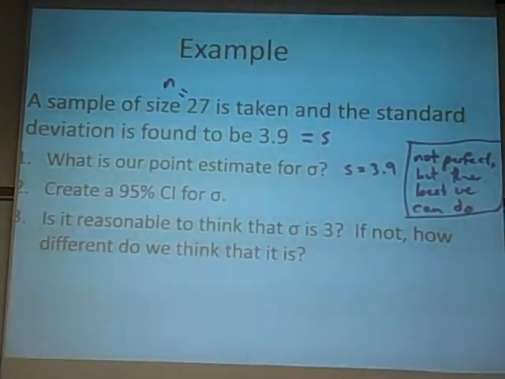What I wrote there, I know my handwriting is horrible, says it's not perfect, but it's the best we can do. When I ask for a point estimate for sigma, just give me s, even though we know it's maybe a little bit biased and maybe not the best one out there. Maybe we could do better, I don't know. All right, so number 2, we want to get a 95% confidence interval for sigma. We're not doing a confidence interval for mu, we're doing a confidence interval for sigma.